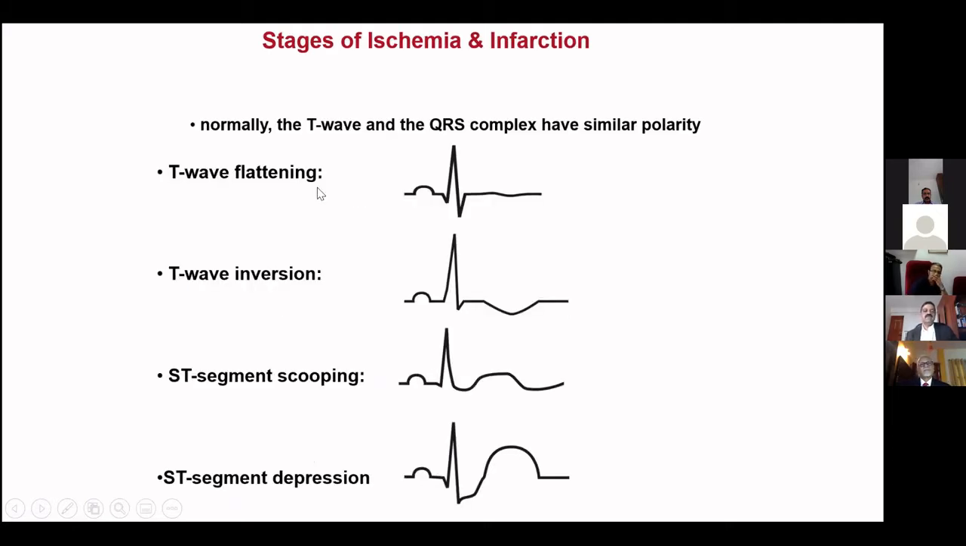T waves are very variable in ischemic heart disease. They can be flat, they can be T wave inversions, they can be scooped, and in a very early phase of ischemia, we can have tall T waves.